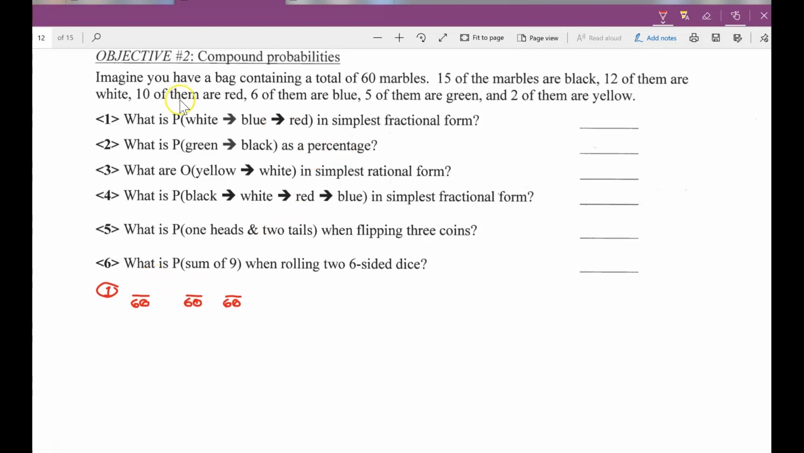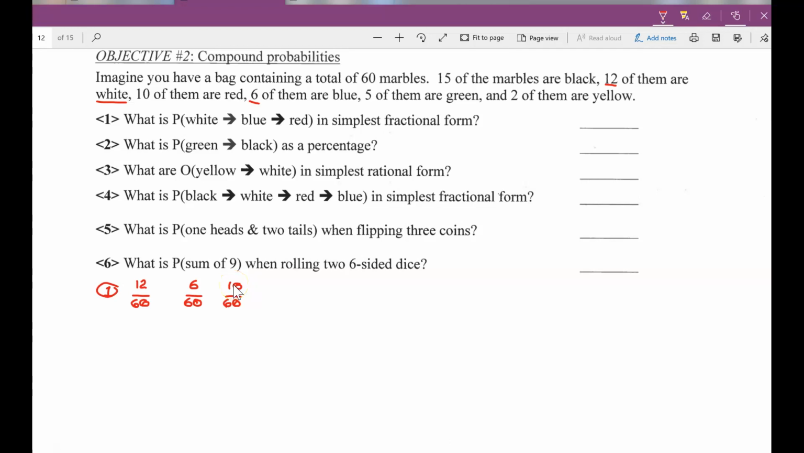Let's find our numerators then. The first thing we want is white. How many of these are white? Well, it says 12 of them are white. So we put a 12 here. Second, we want to get a blue. How many are blue? 6. So we put a 6 on top for the second draw. And then the third is red. How many are red? 10. Put a 10 on top for the third draw. So white is 12, blue is 6, red is 10.